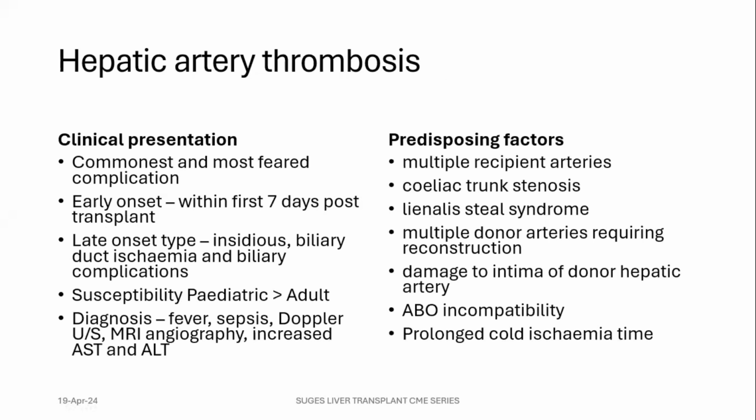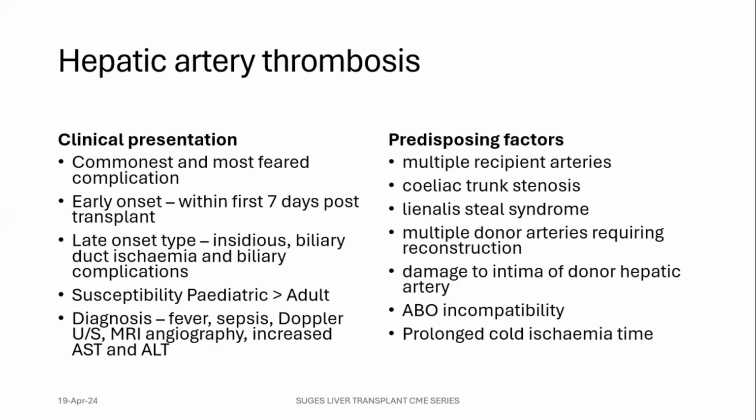Why? First of all, it occurs within the first 7 days post-transplant. It may occur late, and when it occurs late, it has an insidious appearance, and the patient will present with features of biliary duct ischemia and biliary complications, as opposed to the other complications that you may see in early onset. Early onset is more common in pediatric liver transplant compared to adult liver transplants.